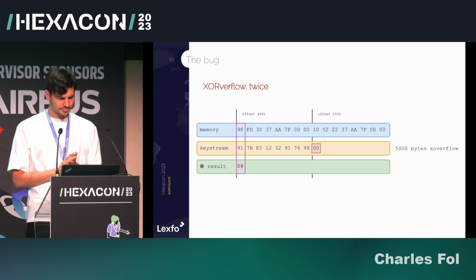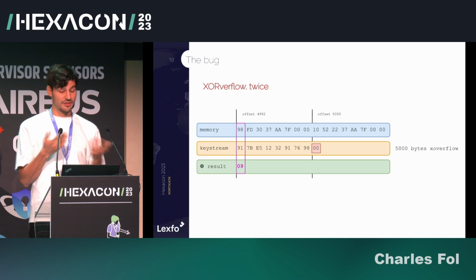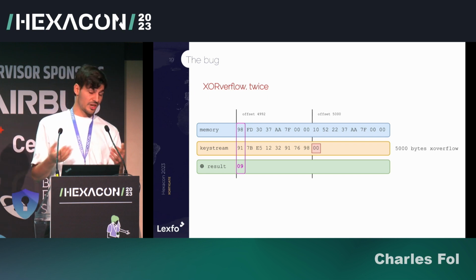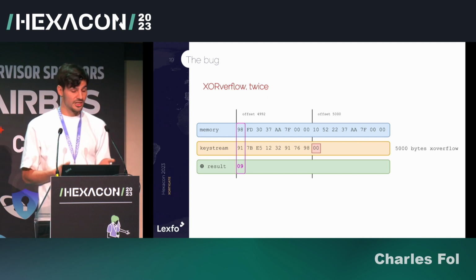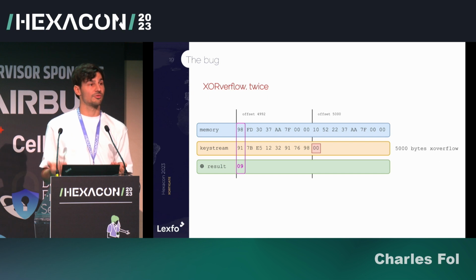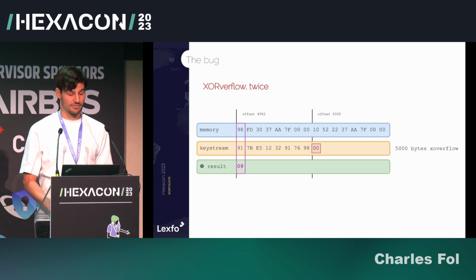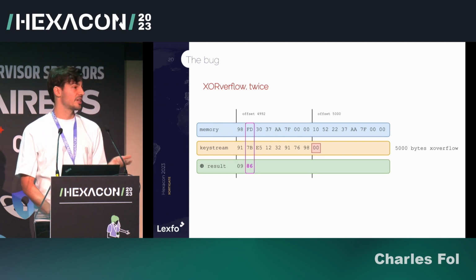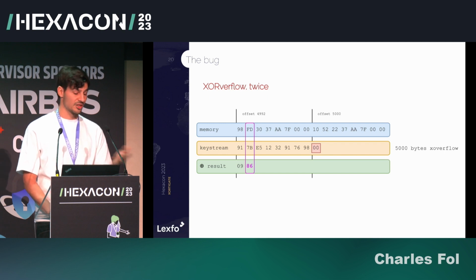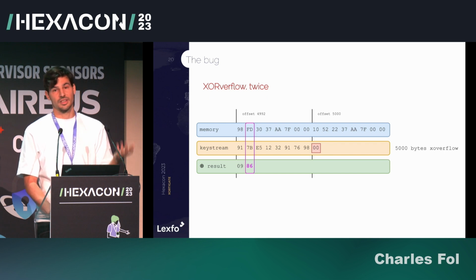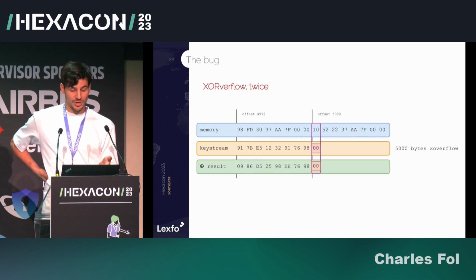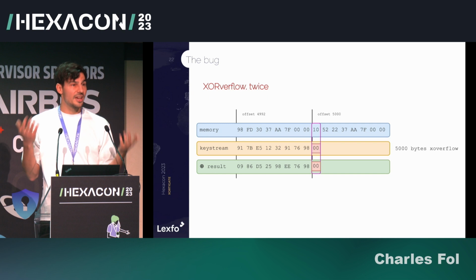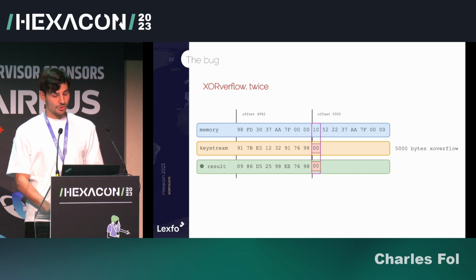Let's try doing it first with an overflow of 5,000 bytes. Again, original memory being XORed with the key stream. The first byte here is 98. It gets XORed with 91, and it becomes 09. The same happens for the next one. FD XORed with 7B becomes 96, etc. And so you end up having memory that has been XORed with a key stream, and then again, a final null byte.